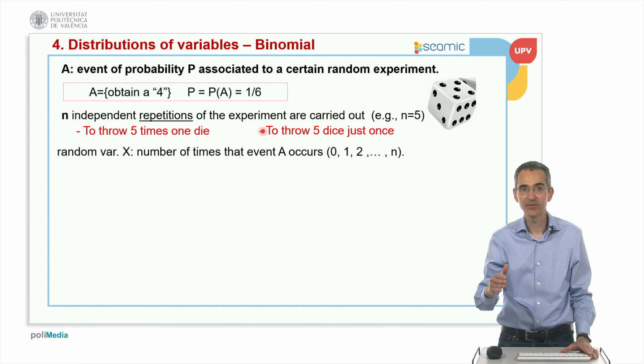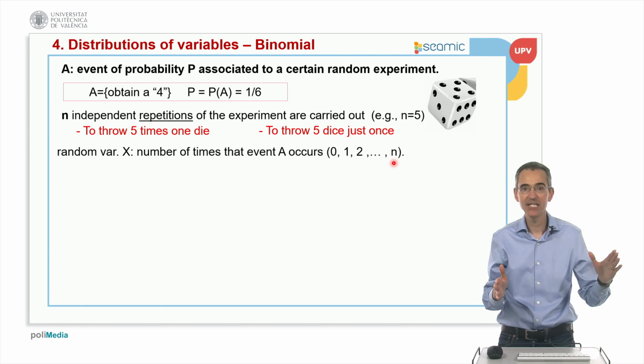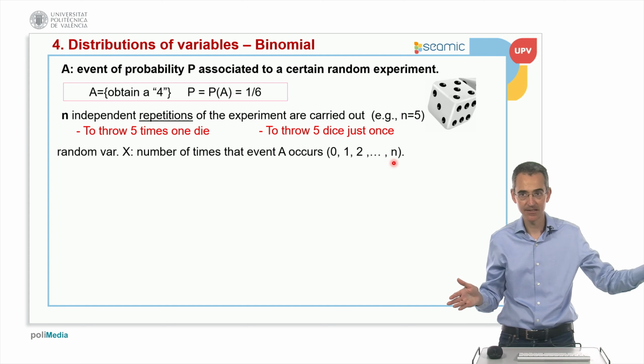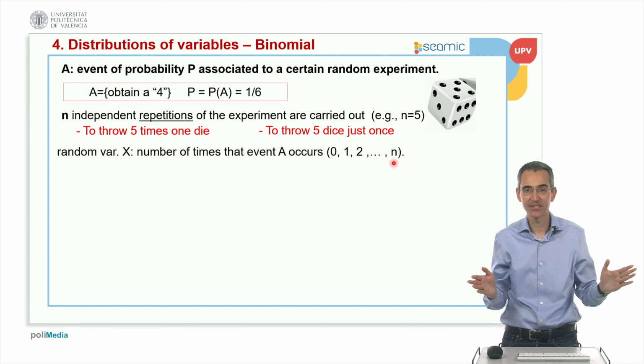Then we define the random variable as the number of times that the event occurs. And as I explained in the previous slide, the minimum value is 0 and the maximum value is n, in this case when the 5 dice show the value 4. So one trick to recognize that the distribution is binomial is that the minimum is 0 and the maximum is n. Okay, this is an important trick.